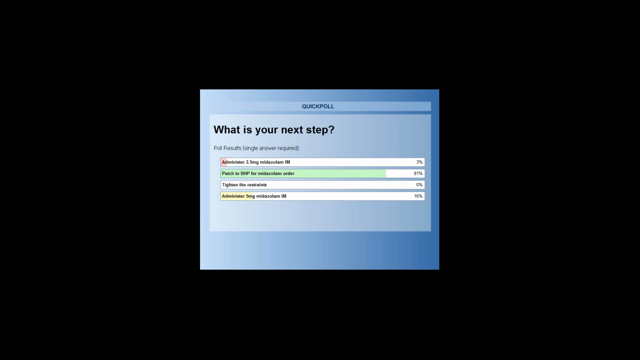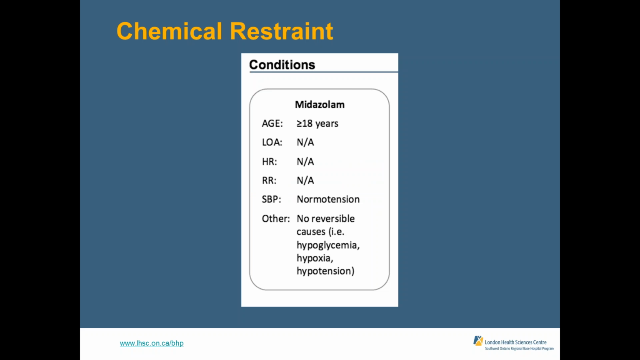The ACP Auxiliary Medical Directive does list midazolam as an option for combative patients, but in there you'll notice they have to be normotensive to give this. And again, no reversible causes like we talked about, so hypoglycemia, hypoxia, or hypotension. So this would be a case where you can't really obtain any of these, so you could patch into base hospital physician for a recommendation on what to do. And we might say, go ahead and give this patient midazolam, they're fighting against the restraints, or we might have you transport them in, just depending on the situation.